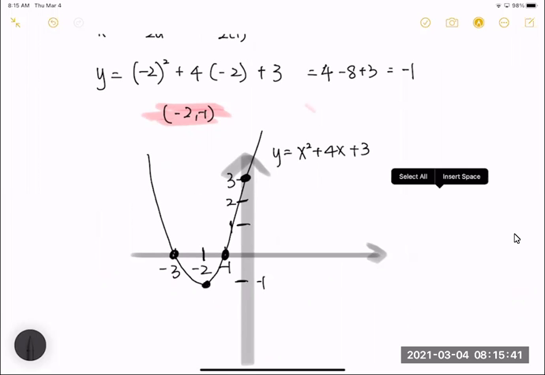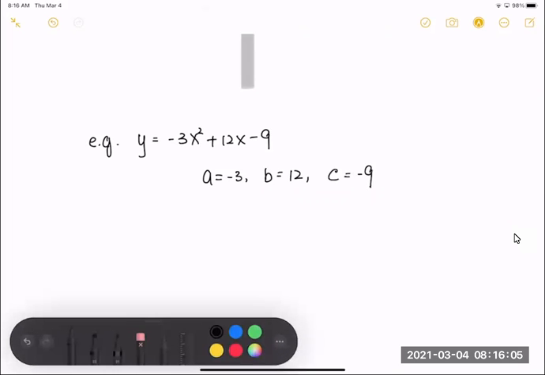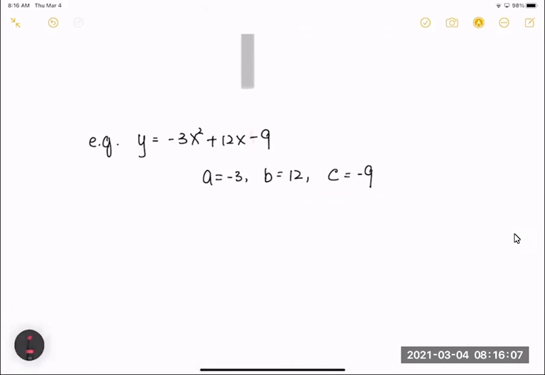Let's do another example. What about y equals negative 3x squared plus 12x minus 9? The first step is I would like to identify a, b, c. a equals negative 3, b equals 12, c equals negative 9. Be careful about the sign. This is not just 9, it should be negative 9, and a should be negative 3.